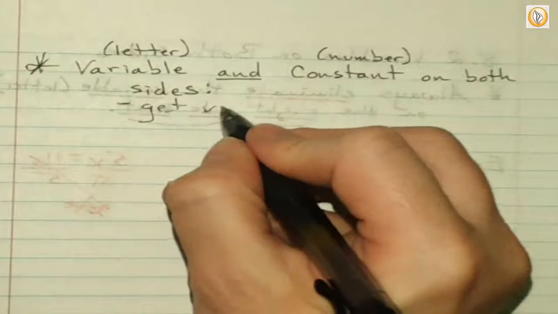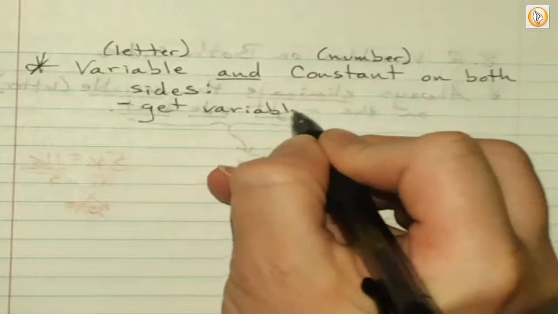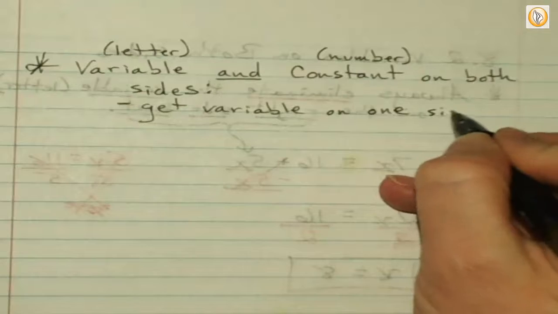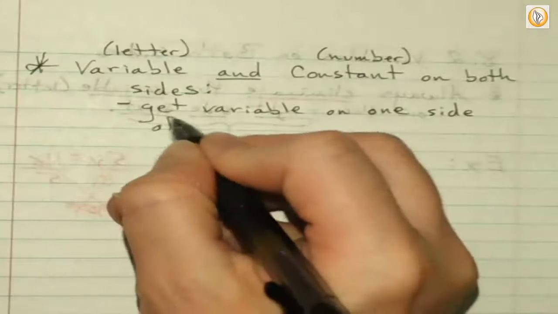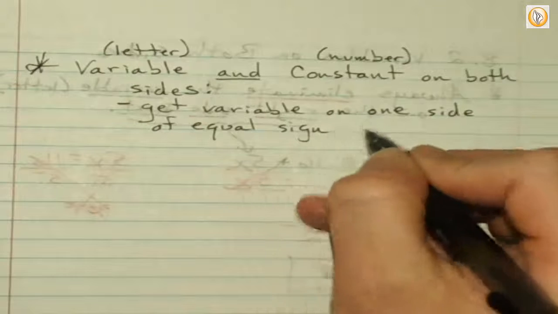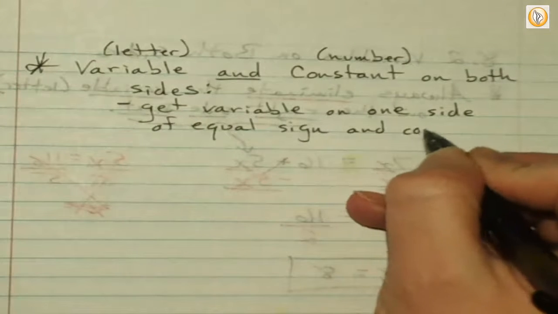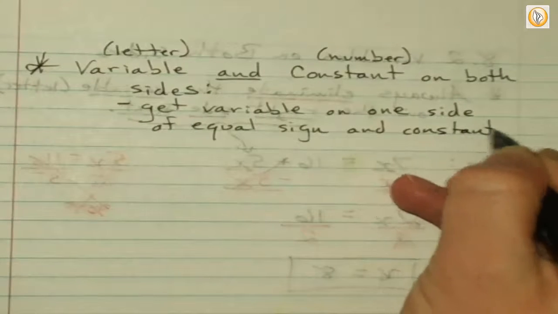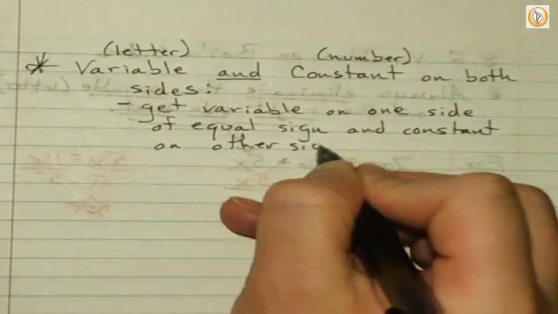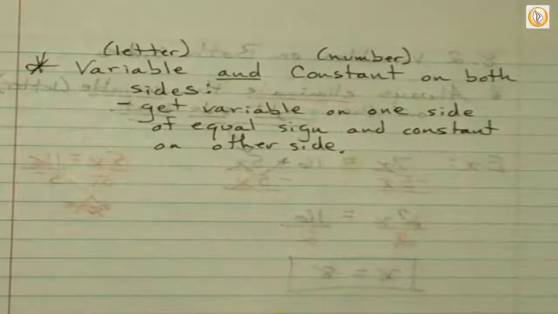Get variable on one side of equal sign and constant on other side. There, I have it in writing in case you are not hearing me. So you have it in writing and it's in the video.